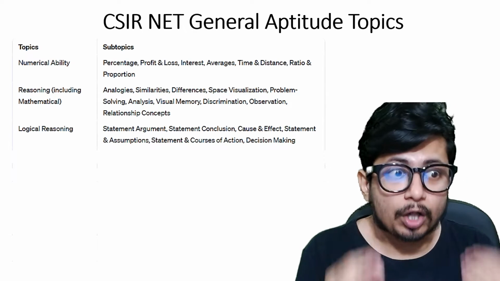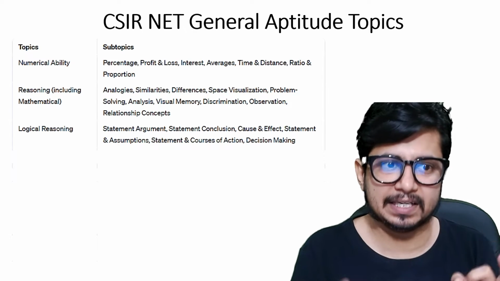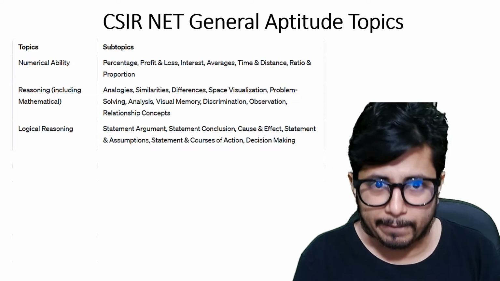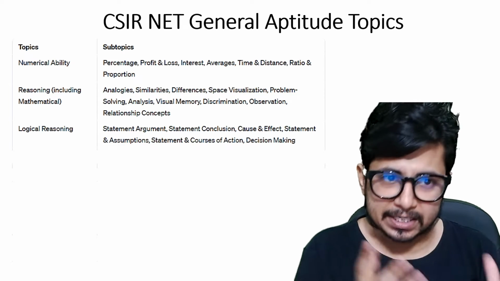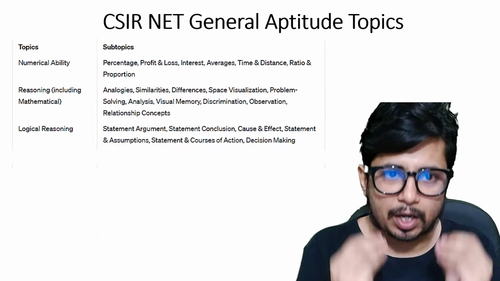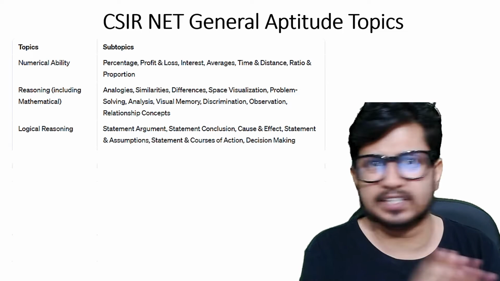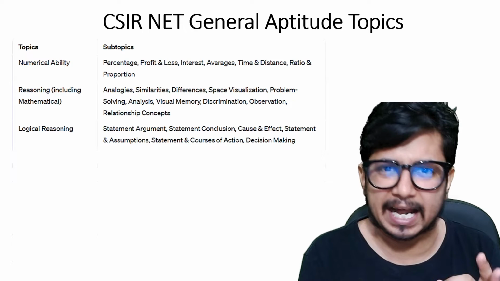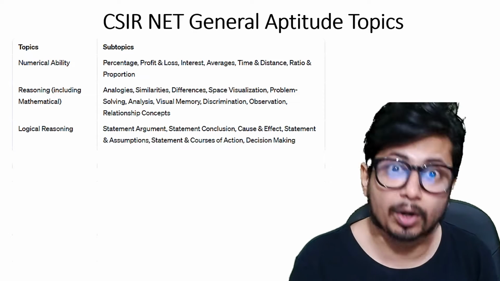And then there is logical reasoning without any math but still reasoning, which contains statements and arguments, statement conclusion, cause and effect, statement assumption, statement and courses of action, and decision making. Now from all these parts, CSIR NET Life Science only asks statement and argument. This is only important, the rest are not that important.